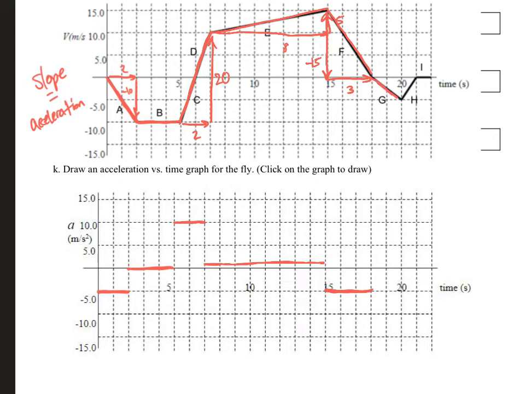Now G is 2 seconds. So the run is 2. The rise is negative 5. It drops from 0 to negative 5. So negative 5 over 2 is negative 2.5. And I draw that for 2 seconds. Then H here, the run is 1, the rise is 5. So that is a slope of 5 for 1 second. And then finally, section I here at the end is a horizontal line that has a slope of 0. So there's our completed acceleration graph for this motion.